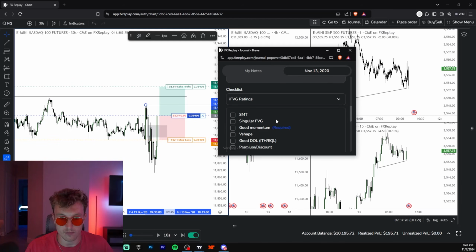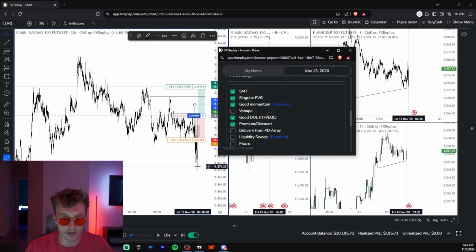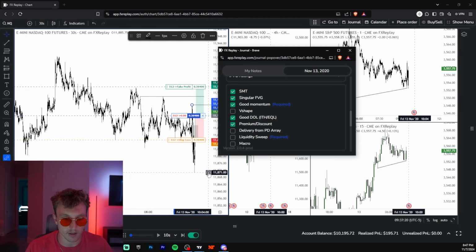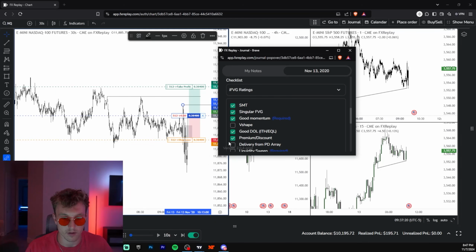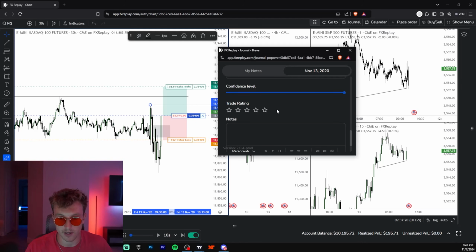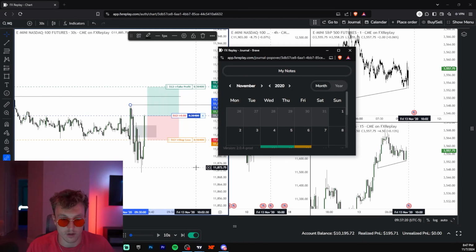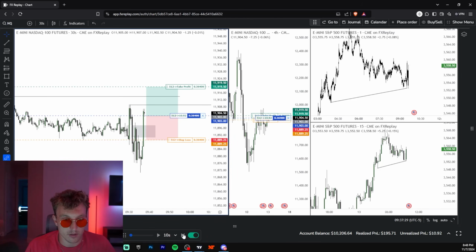Screenshot. And there's an SMT, singular fair value gap, good momentum, not V shape, good draw on liquidity. We're in discount. We're not really delivering from a PD array, are we? Yeah, not really. It is not during a macro. There is a liquidity sweep. Confidence, oh, I feel pretty confident about this one. Super good momentum. At least a break-even trade, likely. All right, let's see what happens.